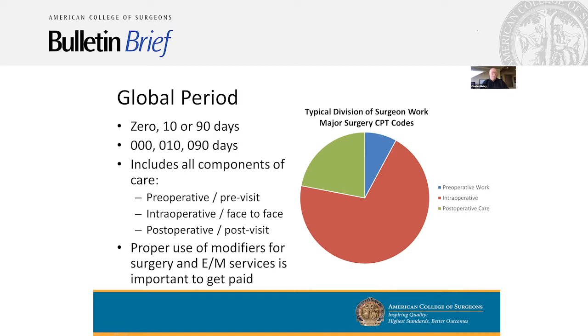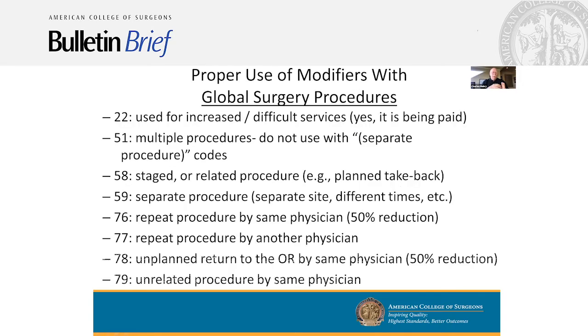Depending on the time, 0-day, 10-day, 90 days, the post-op period will of course extend out for 89 days for a global 90-day code and 9 days for a 10-day global, and just that day of the procedure for a 0-day global. Because that covers a lot of time span, it's really important to understand how to use modifiers for either additional surgery or for E&M services so that you're going to get paid appropriately. Now, in general, these are the modifiers you're going to most typically use for global surgery codes. There are other modifiers, but these are the most typical ones.